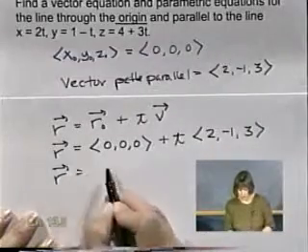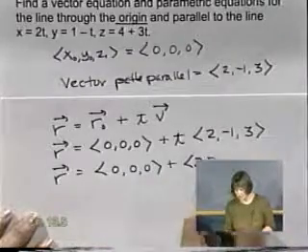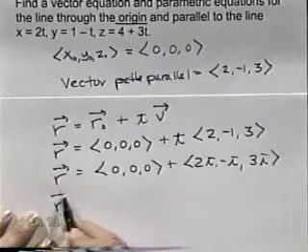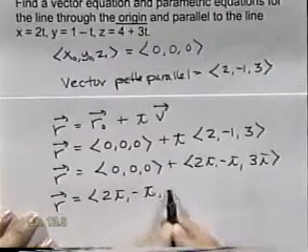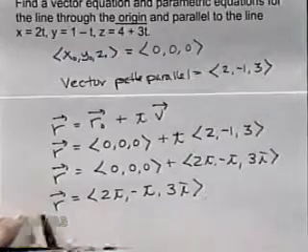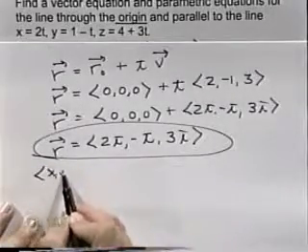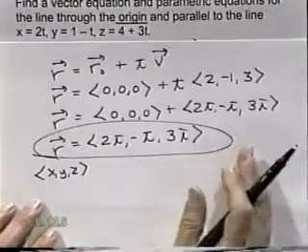So r is equal to <0, 0, 0> plus <2t, -t, 3t>. And you add those together, you get r is equal to <2t, -t, 3t>. And that's my vector equation. And people, since r is the position vector x, y, z, I can get the parametrics right off from this, right?